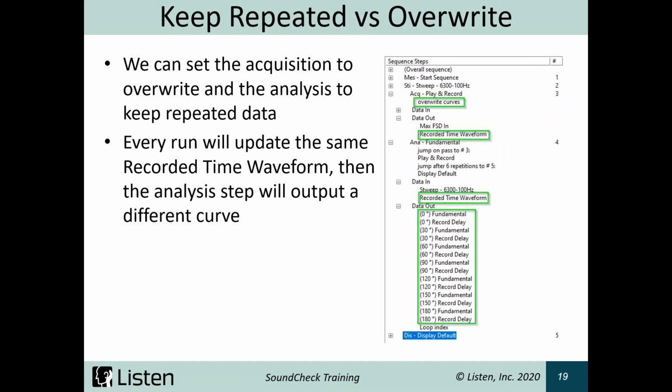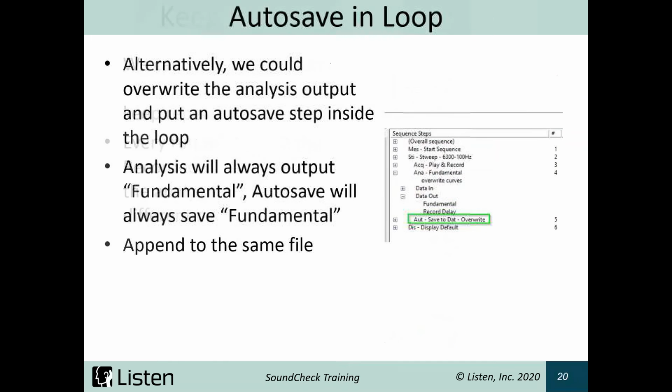But that brings up another issue where what if I wanted to save the recorded time waveform? And I don't want to write 8 different things. So to kind of work around that, we could put an autosave step inside of the loop. What it's going to do is every time it loops, it's going to save the most recent curve to disk. Since we're overwriting it in memory, we could change the autosave step to append.